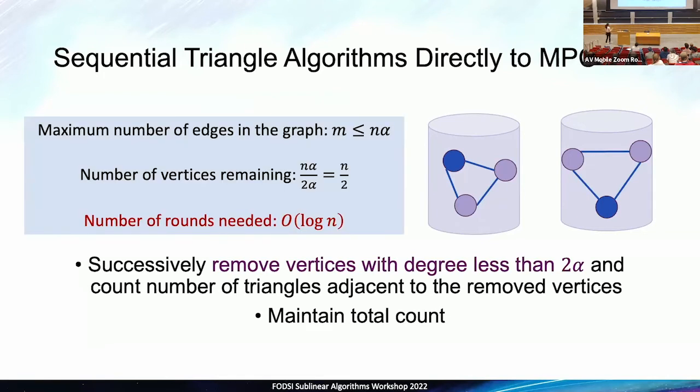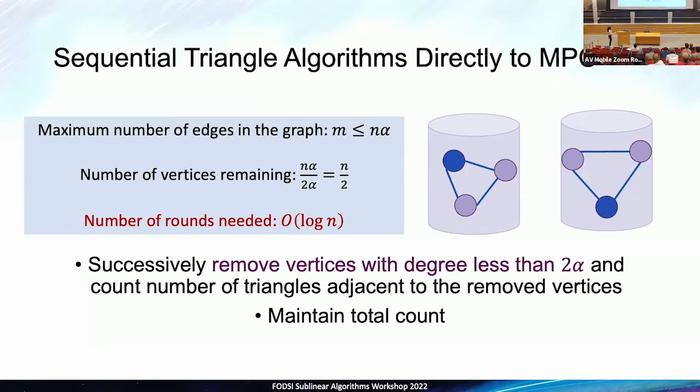So really quickly, why does this give you O of log n rounds? First, we can bound the maximum number of edges in any graph with arboricity alpha by n alpha. This is just a property of arboricity. There's also a simple proof for this.